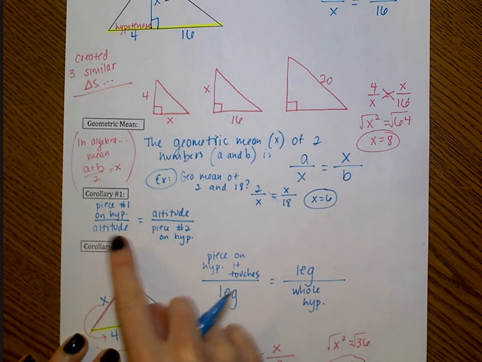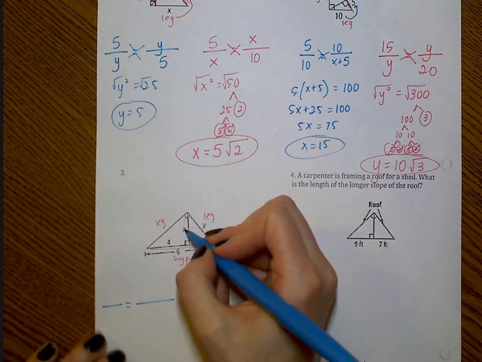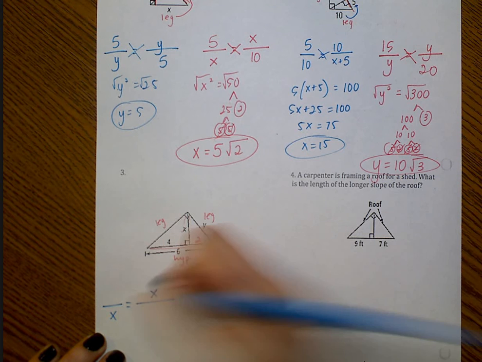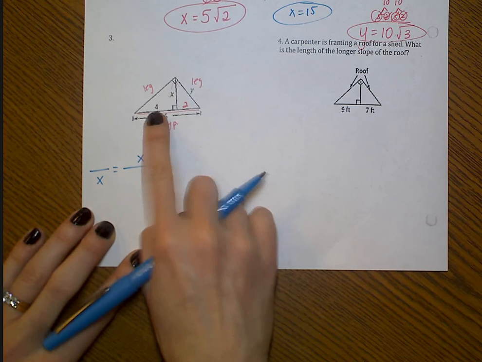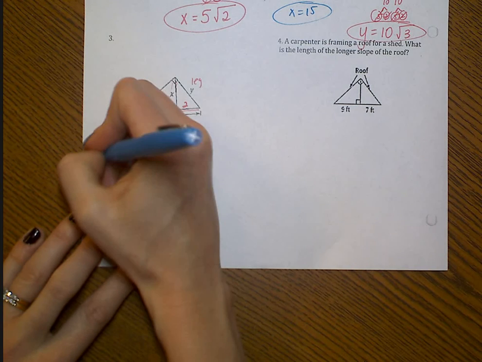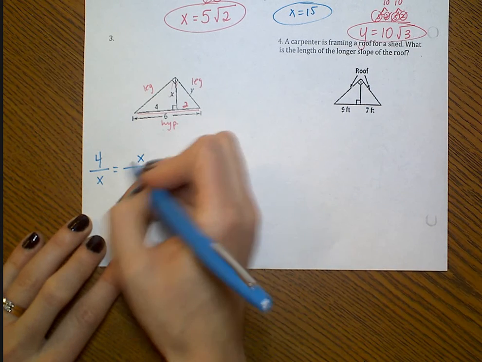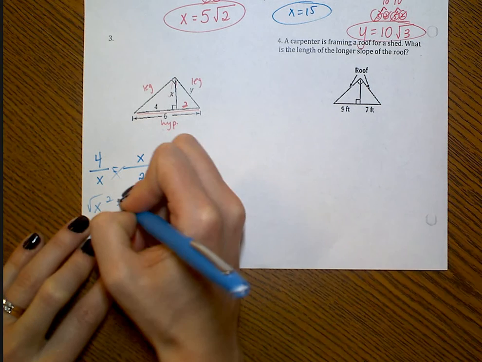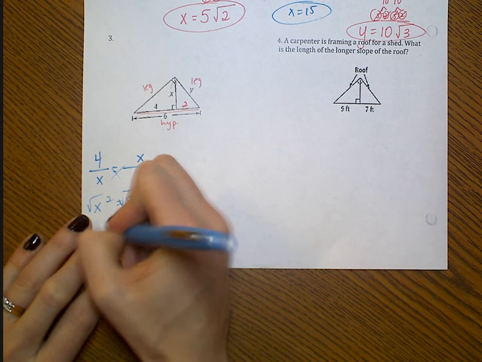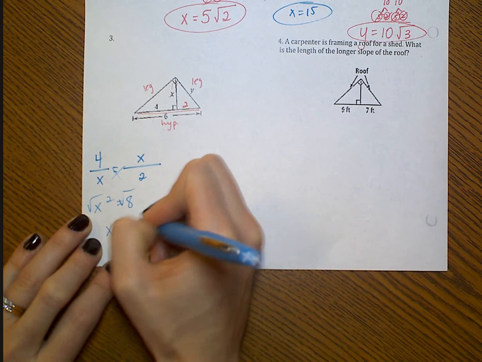That's my altitude shortcut. So the altitude goes on one diagonal, and the altitude is x. On the other diagonal, it's the two pieces on the hypotenuse, which are 4 and 2. Okay, cross multiply, and I get x squared equals 8. Square root, and you'll have to do factor trees. You should get 2 radical 2.